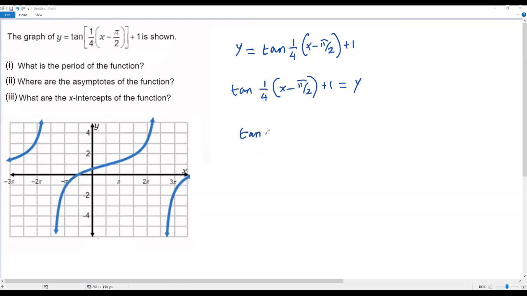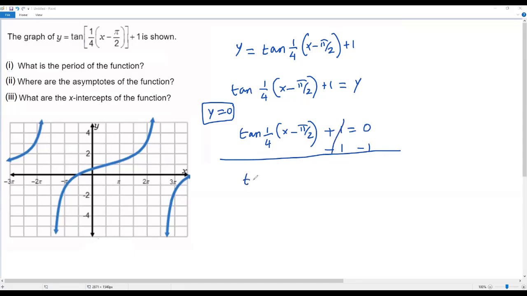Anyway, now we have to plug in 0 for y into this function. So let's do it. Tan of 1 over 4 times (x minus pi over 2) plus 1 equals 0. I just plug in 0 for y. Now we have to solve for x. For that I subtract 1 from both sides, so this positive 1 and negative 1 will cancel out. I'm getting tan of 1 over 4 times (x minus pi over 2) equals negative 1.